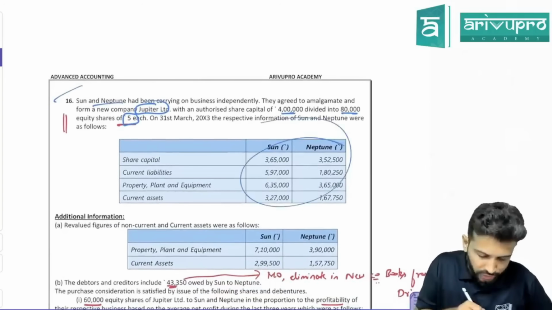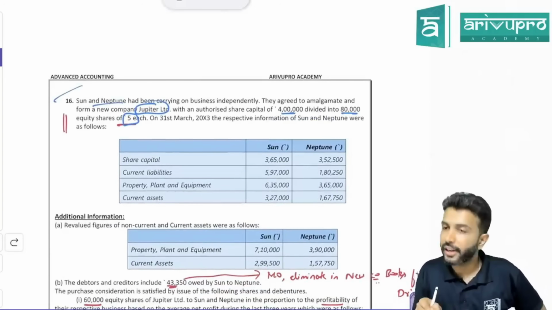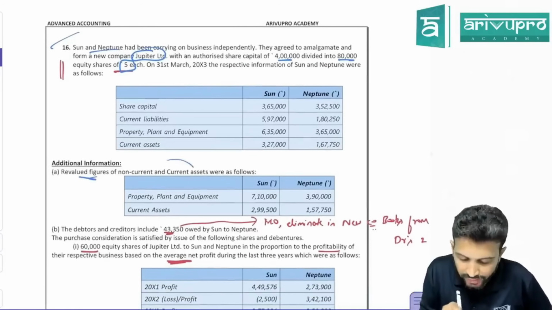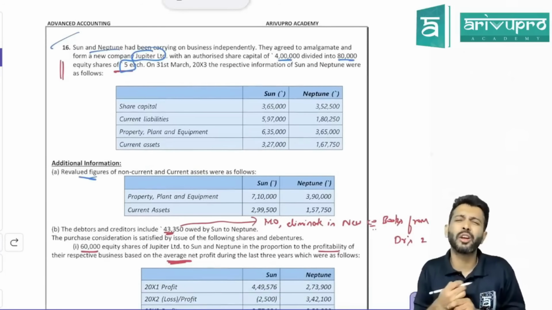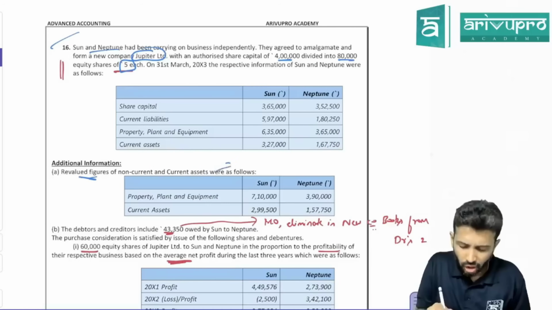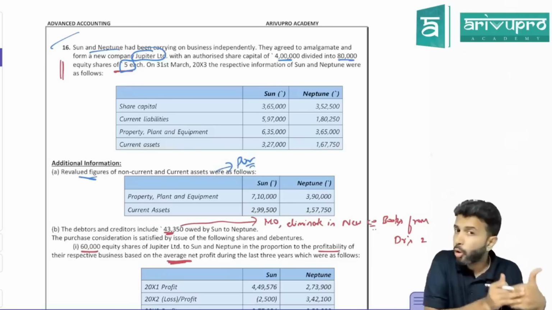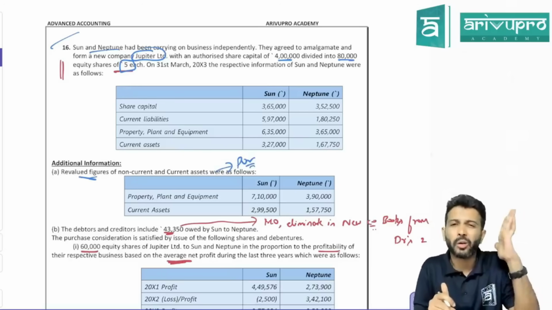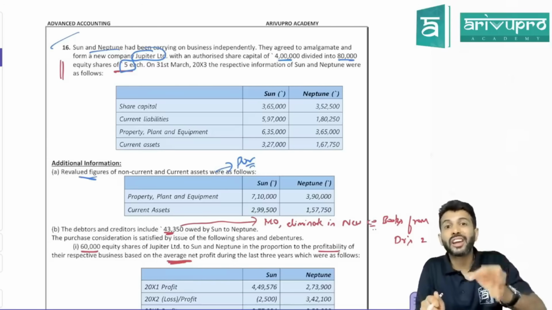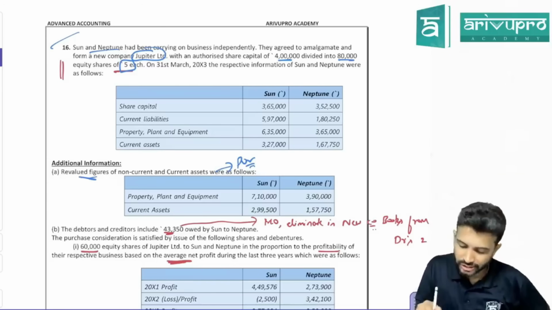Now they have given assets and liabilities of Sun and Neptune, but they also told the revalued amount. So the moment they say revalued amount, is it merger method or purchase method? Obviously, it is a case of purchase method. Will we take over book value or only revalued amount? Because net assets means assets taken over at agreed value. So this is the value we have to take over.